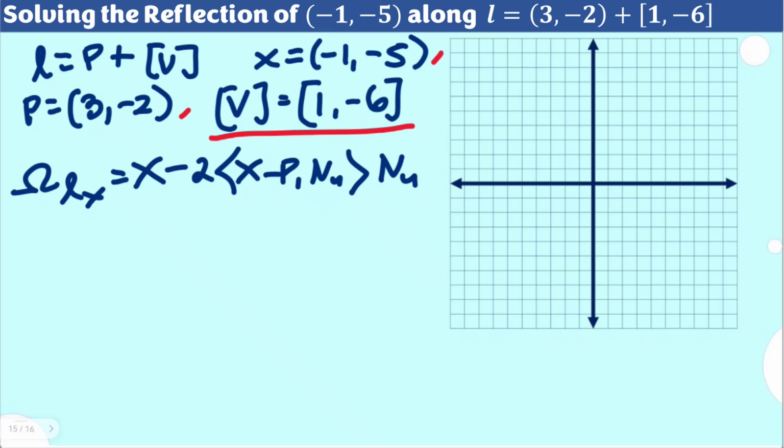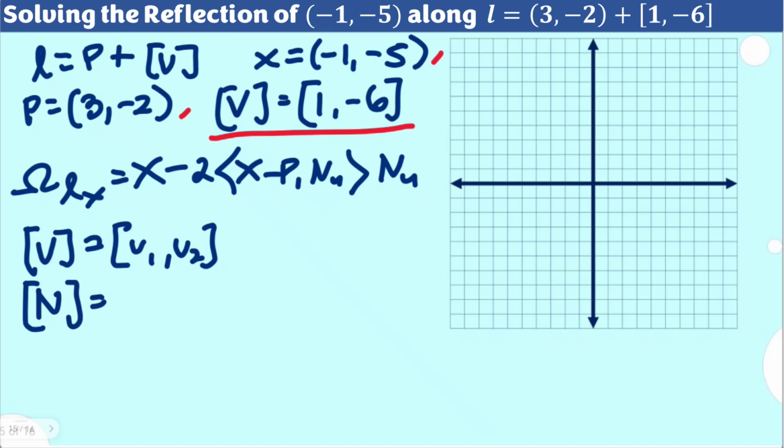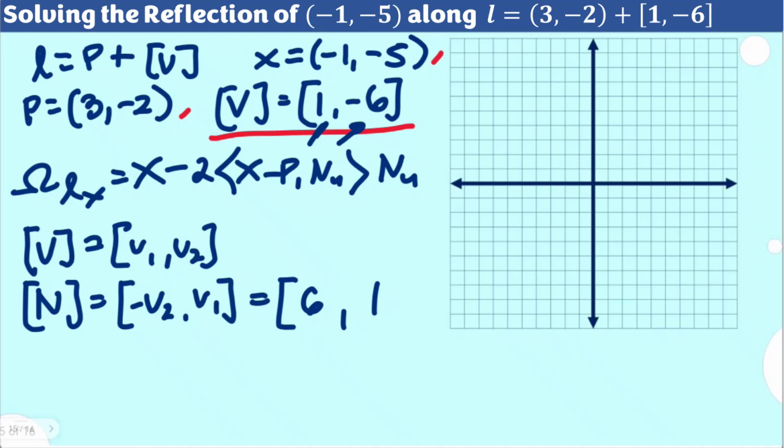We know that for our V vector identified as V sub 1 and V sub 2, our normal vector, not yet the unit normal, is actually negative V sub 2 and V sub 1. This would be our V sub 1, so our normal vector here would be 1, and the first component is the negative of this, so that's positive 6. This is the normal vector for the given line.